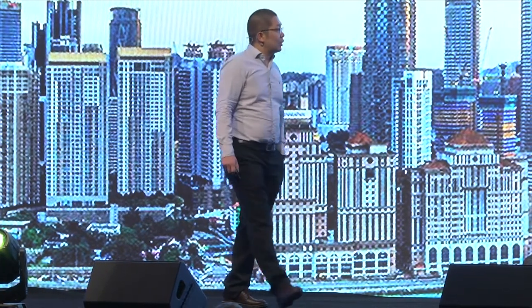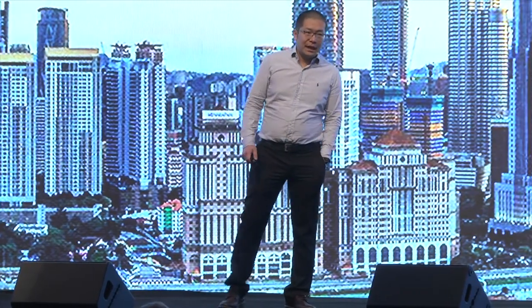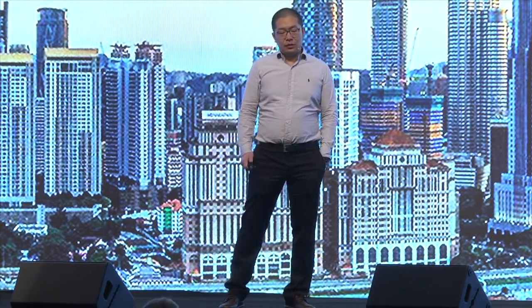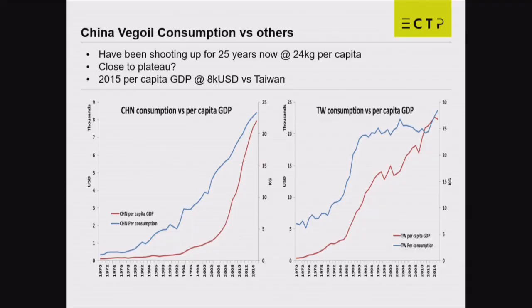Let's take a look at Chinese per capita visual consumption. The first chart is China consumption per capita versus per capita GDP, and the second, I think the most comparable region, is Taiwan. I think the two can be compared, being the closest two regions. Chinese per capita visual consumption is currently around 24 kg per capita, versus per capita GDP of around $8,000 US.